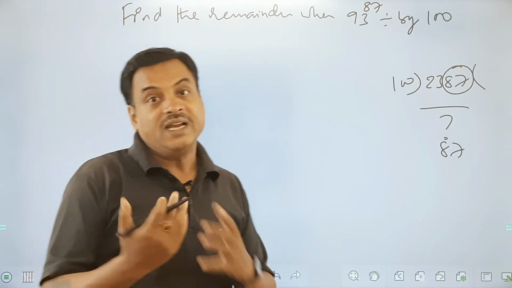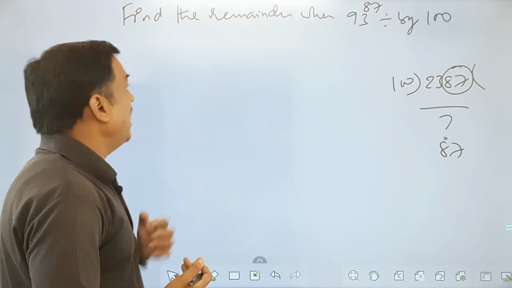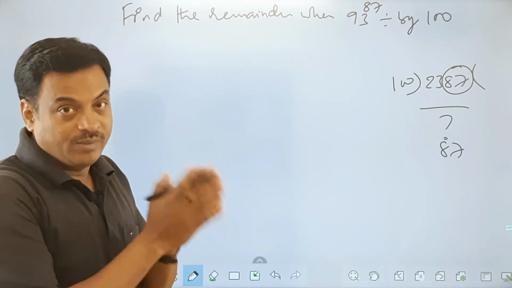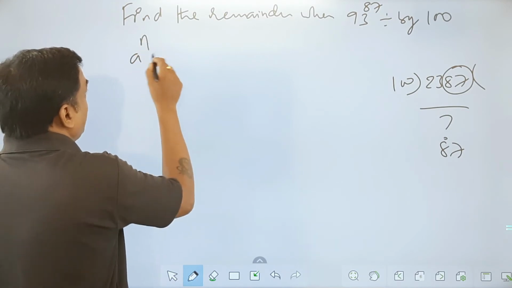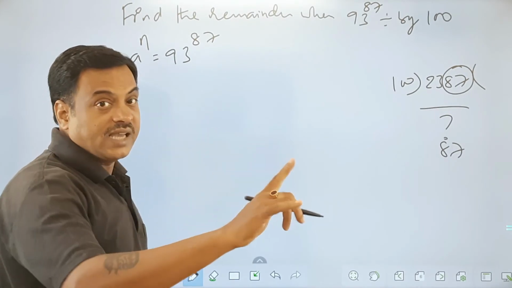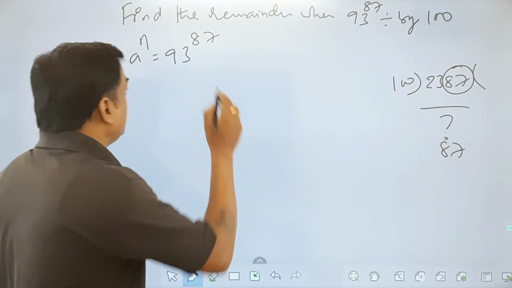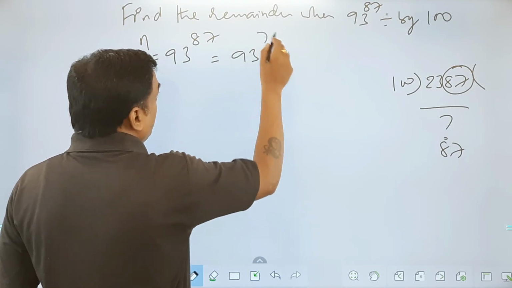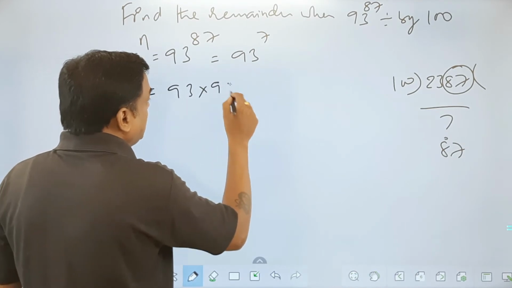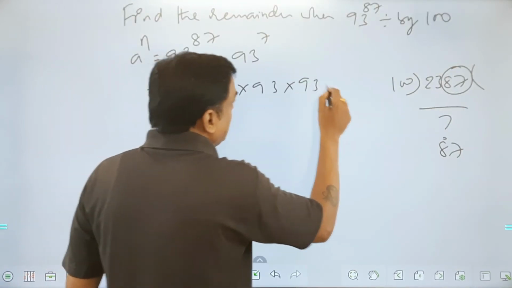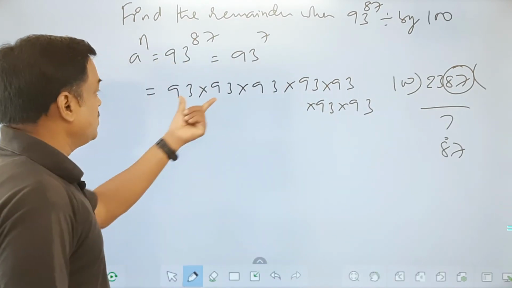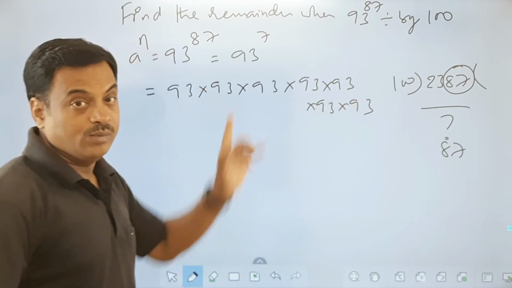So instead of directly asking for the last two digits, he may say find the remainder when it is divided by 100. So the question is similar here. What should I do? a to the power of n is now 93 to the power of 87. After the cyclic order of 20, 20, 20 is removed, it is as good as 93 to the power of how much, friends? 7. So I'll write 93 into 93 into 93 into 93 into 93 into 93 into 93, 7 times, because I need to multiply.